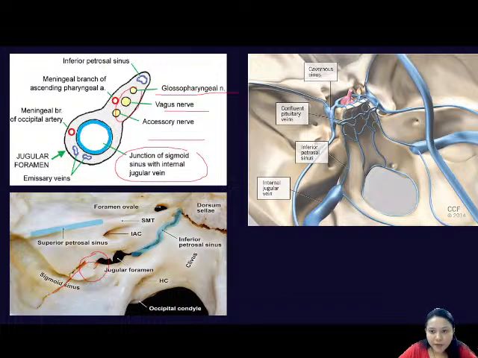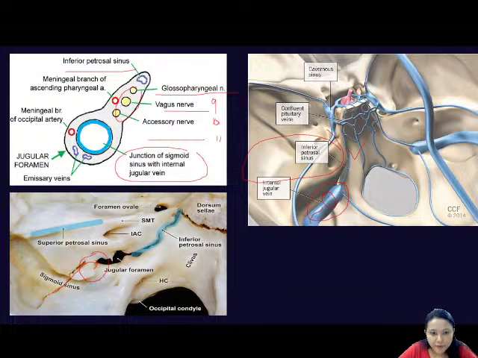So you have three parts in the jugular foramen. On the lateral aspect you will get the junction of the sigmoid sinus with the jugular vein. In the middle compartment you will have the 9, 10, 11 nerves. And in the medial most compartment, you have a sinus again, that is the inferior petrosal sinus. So these are the three compartments of the jugular foramen.